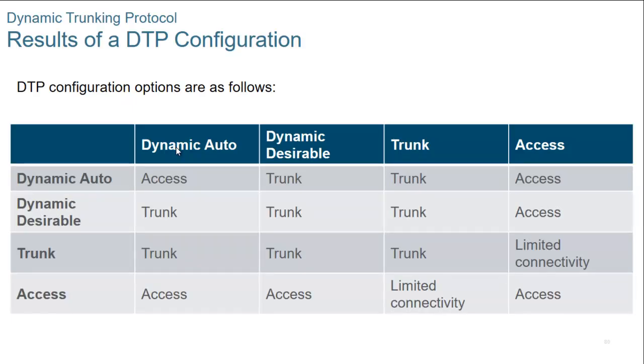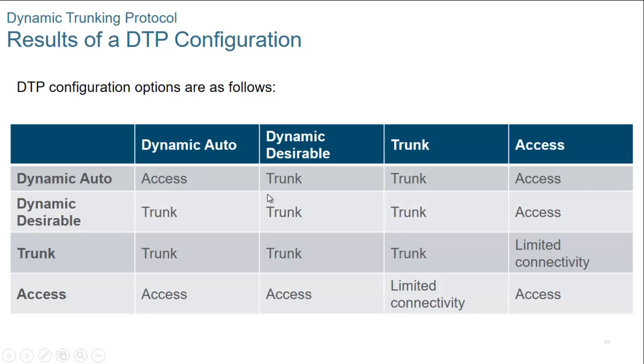DTP configuration options are as follows. Let's read this table as if this is one end of the link and this is the other end of the link. So if one neighbor is dynamic auto and the other neighbor at the end of the link is dynamic auto, then it will become access. If this neighbor is dynamic auto and the other end is dynamic desirable, it will become trunk. If he is dynamic auto and the other side is trunk, it will become trunk. If it is dynamic auto and the other side is access, it will become access.